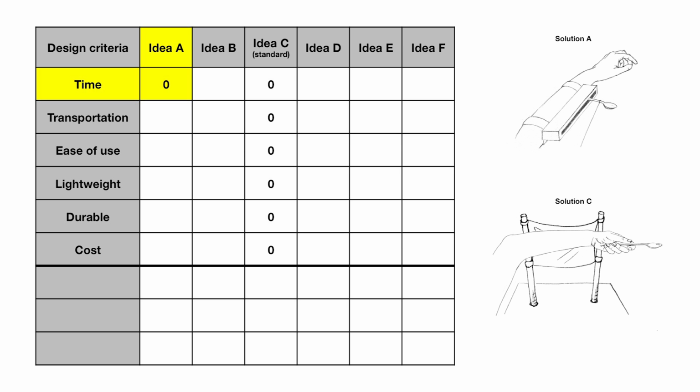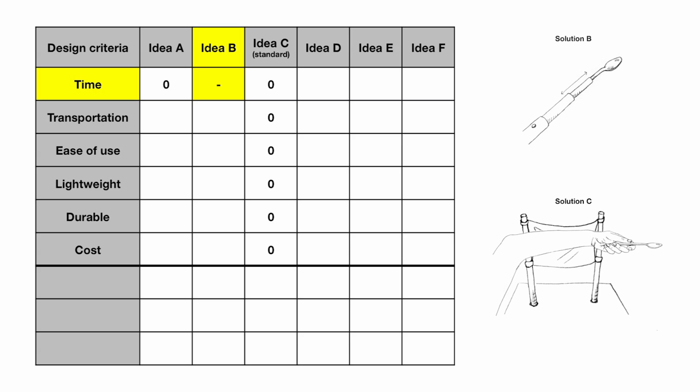Then we'll move on and ask the question, how does solution B compare with solution C? The time to operate the trigger in solution B, we expect that that will extend the feeding time relative to the standard, and as a result, we're going to give solution B a minus relative to the standard.